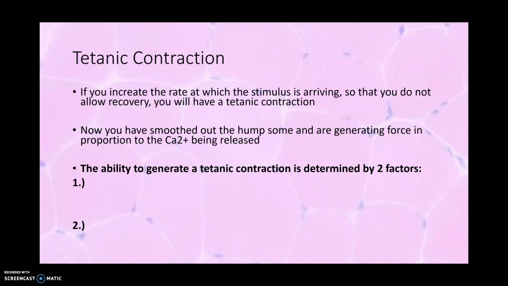The ability to generate a tetanic contraction is determined by two factors. One, the muscle's ability to tolerate the increase in calcium concentration within the cytosol. If the muscle can deal with it, then we'll get a nice smooth contraction that will give us a really good amount of force. Two, the muscle action potential cannot last as long as the twitch contraction. Ultimately, this means that the action potential has to be shorter than the mechanical response itself.